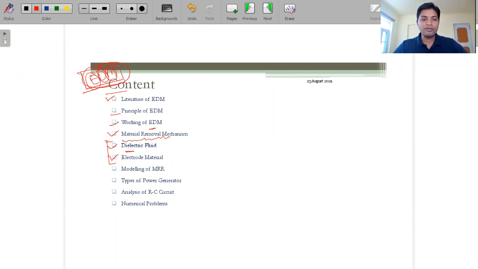Then here we will discuss the material removal rate, and we will derive the material removal rate formula. Because this is electric discharge machining, a complete electrical circuit is used. Guys, it's very important to teach you this, because these processes are not completely mechanical.